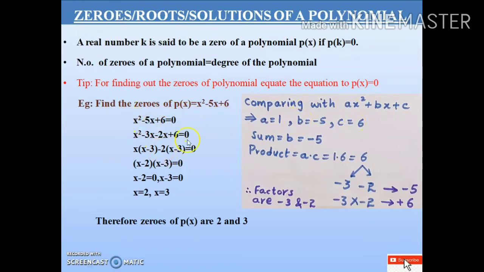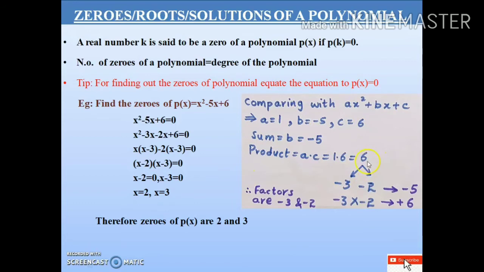How to find out the zeros? Always by splitting the middle term, we should have the sum and the product. So the sum is always the middle term. The middle term is b, so b is equal to minus 5. And how to find out the product? Product is a into c. a here is 1 and c here is 6. So 1 sixes are 6.